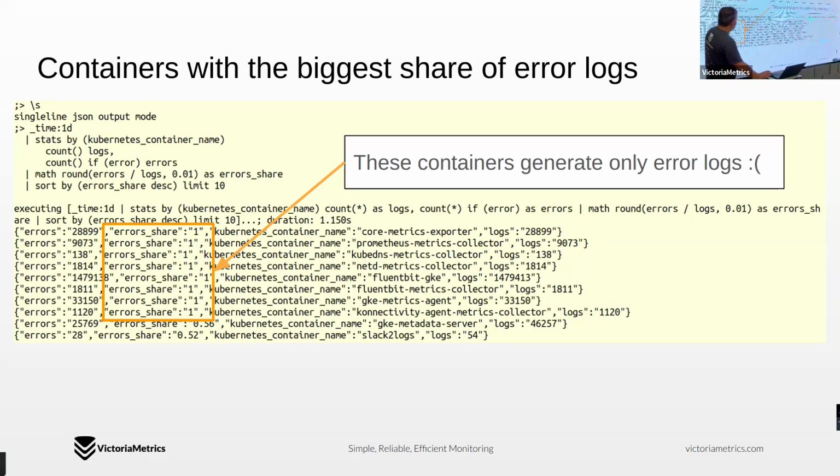As you can see, results are not good here. So these first 8 containers generate logs only with errors. And they do not generate info logs or warning logs. It's not good. We probably need to improve the situation, to look at these logs and fix something. And you can see that the last 2 containers generate around 50% of logs with the error word.